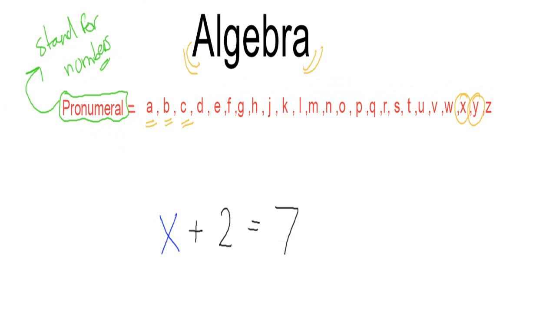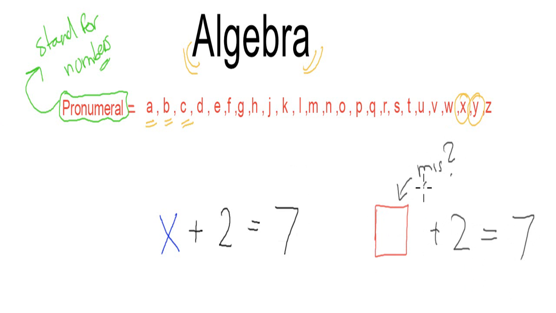So in primary school, you might have seen something like this. You see a box plus 2 equals 7. And we would know this box stands for a missing number. We're trying to find a missing number, right? In this case, we could figure out what that missing number is, because something plus 2 equals 7, we would know that would be 5 plus 2 equals 7. So that's for primary school.